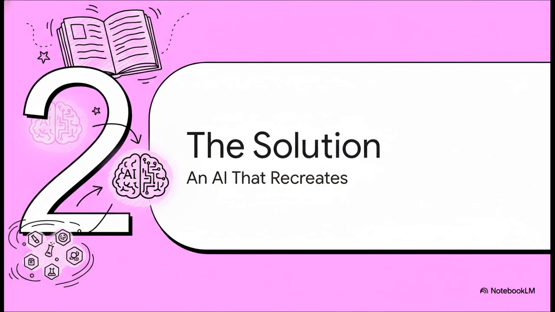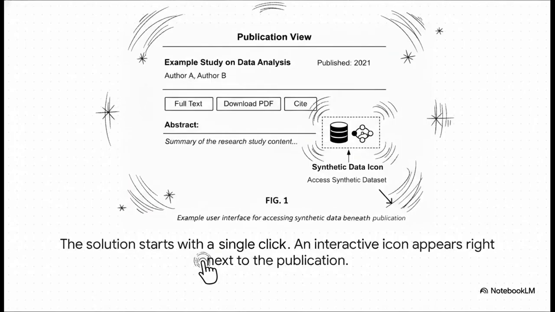So, if we can't get the original ingredients, what's the alternative? Well, this is where a really clever solution comes into play. Imagine an AI that can read the recipe, the research paper, and then generate a brand new, statistically identical set of ingredients completely from scratch. And what's so cool is, from your side of the screen, the solution is just ridiculously simple. You're reading an article online, you see this little icon next to it, and you click it. Boom! You get a dataset inspired by that paper. No complicated requests, no waiting for permission.